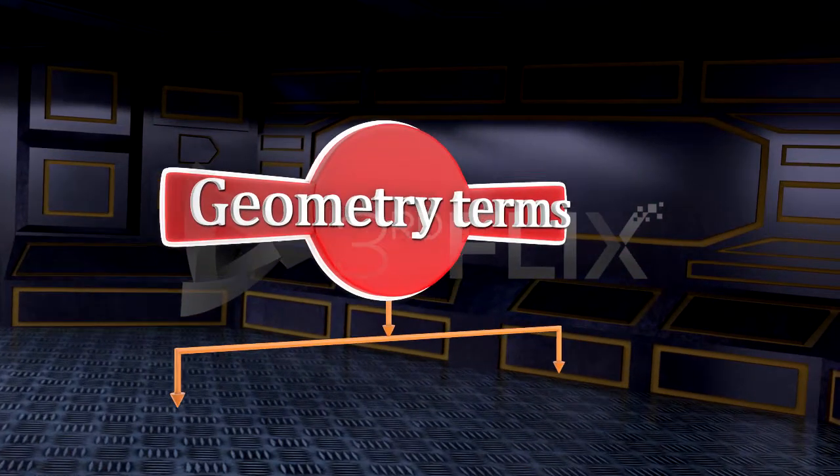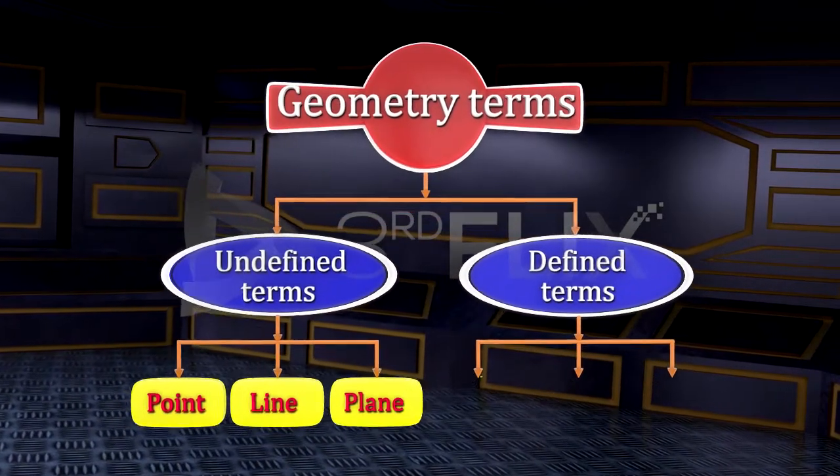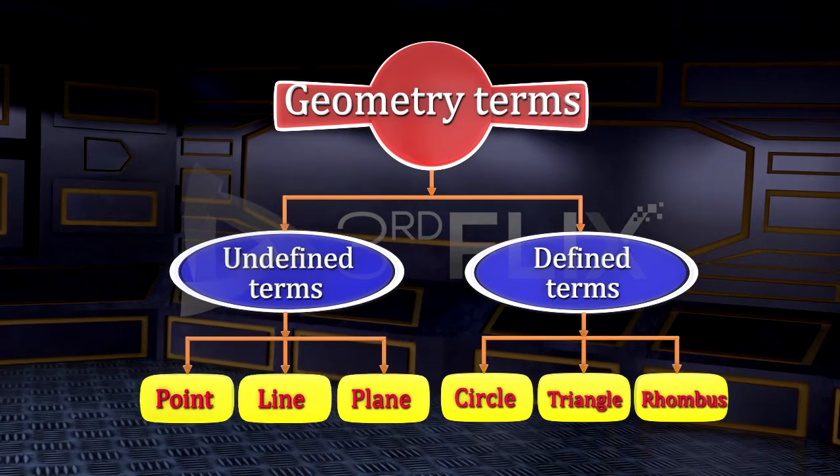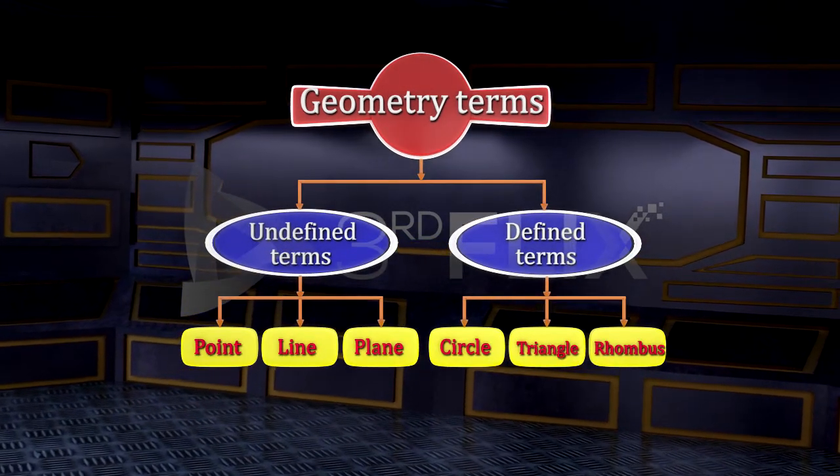There are three words in geometry that are not formally defined. These three undefined terms are point, line, and plane.